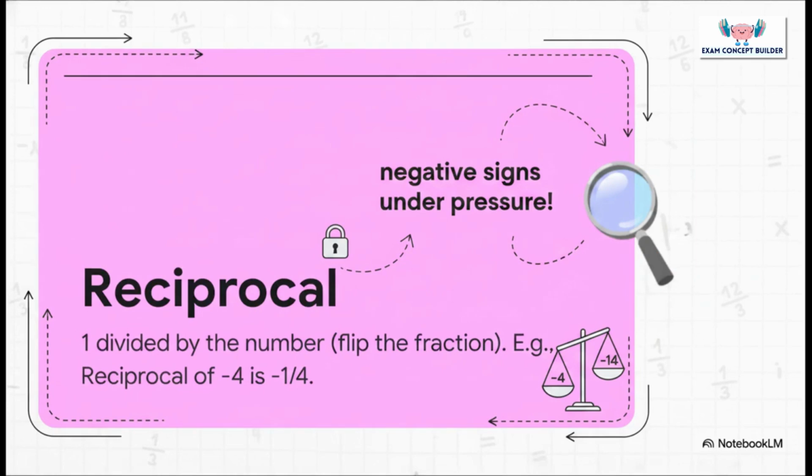And that flows perfectly into our next definition, the reciprocal. The reciprocal of a number is simply 1 divided by that number. Honestly, the absolute easiest way to think about it is just flip the fraction. The reciprocal of 7 is 1 over 7.